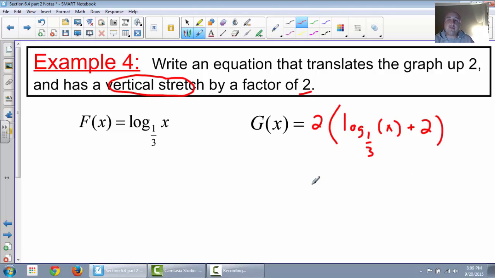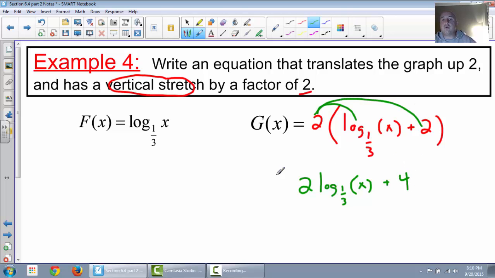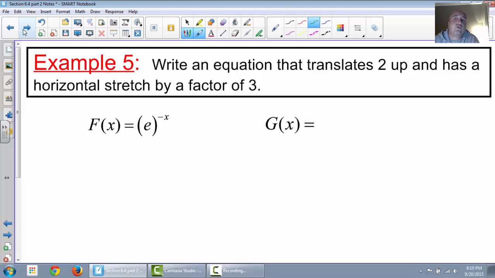Now, you could probably leave it like this, but I'd ask you to take it one step further by doing your distribution. So 2 times log base 1/3 of x is just 2 log base 1/3 of x. And then we have plus 2 times 2, which is 4. So g of x equals 2 log base 1/3 of x plus 4 would be my equation. That will go up 2 and a vertical stretch by a factor of 2. And this one should be the last one.